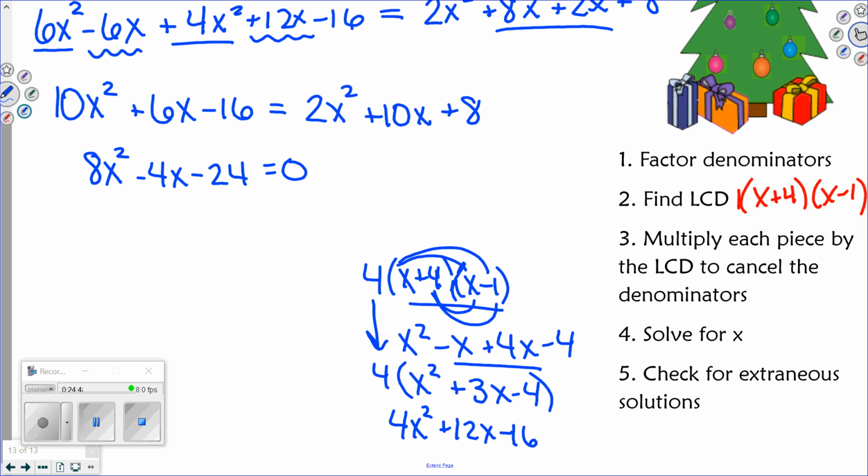All right, hold on. Slow down. Let's make sure everybody's on the same page. At this step, yes. So then from here, GCF, 4. So 2x squared minus x minus 6 equals 0. So we're going to try to factor that.